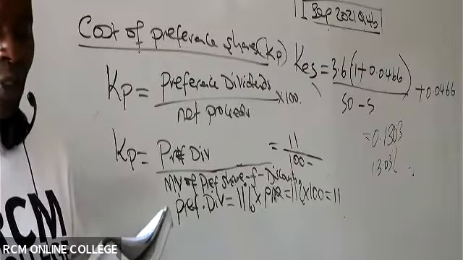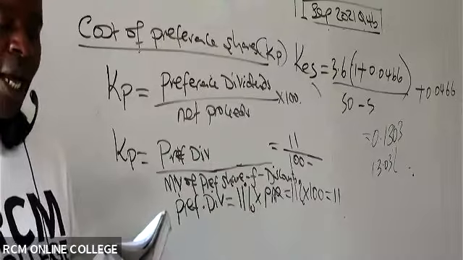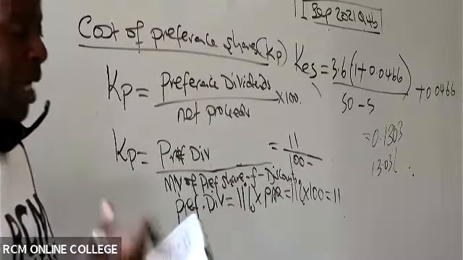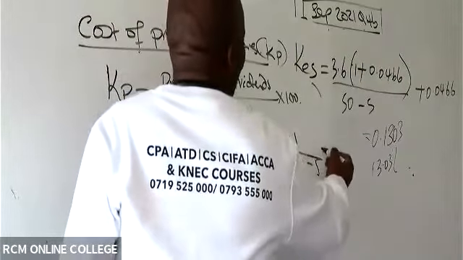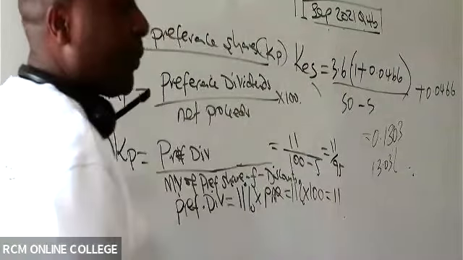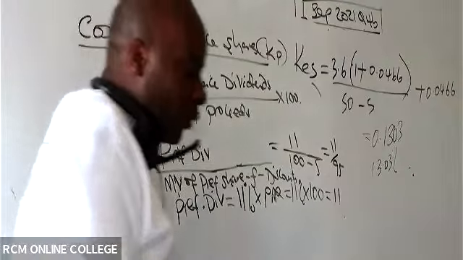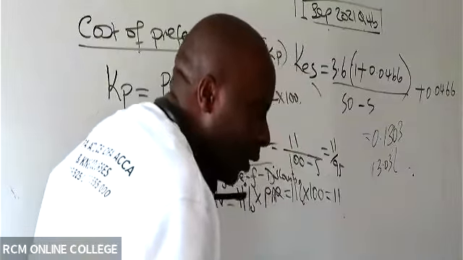New preference shares will be issued, will be sold at par, and the par is 100, subject to a flotation cost of 5. So this will be the same as 11 over 95 times 100, which will end up giving us what figure, KP? A student called Francis is giving me 11.58.